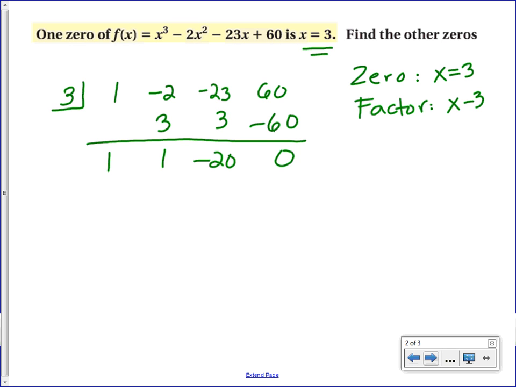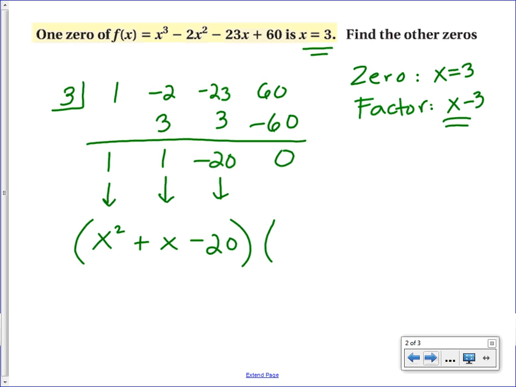Let's fill in our depressed polynomial here. It started out as x to the third, so we'll now have x squared as our highest term. So 1x squared is just x squared, plus 1x, or just plus x, and then -20 as our constant term. So this is one of the factors. The other factor is the one that they gave us at the beginning, so x minus 3. I like to have all my factors written out, even when it's asking me to find the 0, so that at the end I see my 3 factors, I can get my 3 answers.